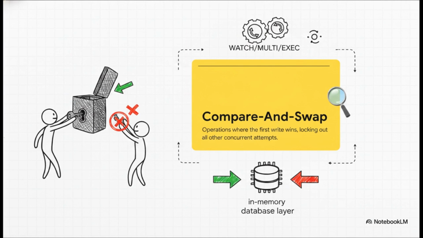Okay, I know that sounds like a bunch of heavy tech jargon, but just think of it like a physical key to a single lockbox. If two people reach for that box at the exact same time, only the very first person to actually turn their key gets what's inside. The lock physically jams for the second person. It's an atomic operation, meaning it happens completely all at once, or it doesn't happen at all.